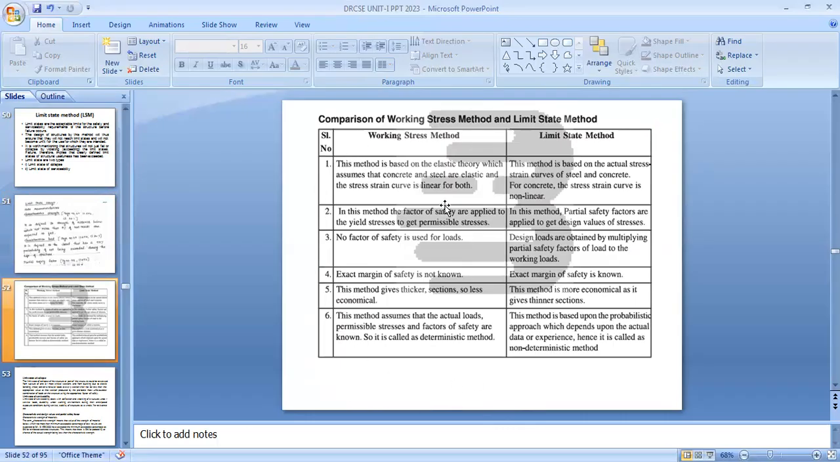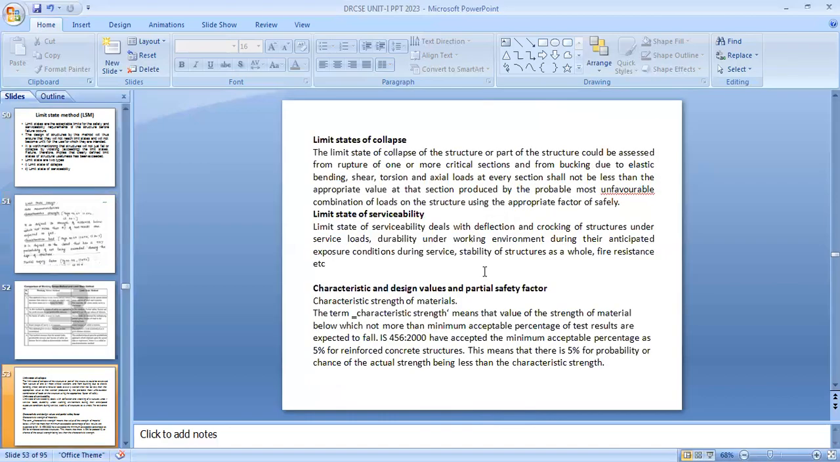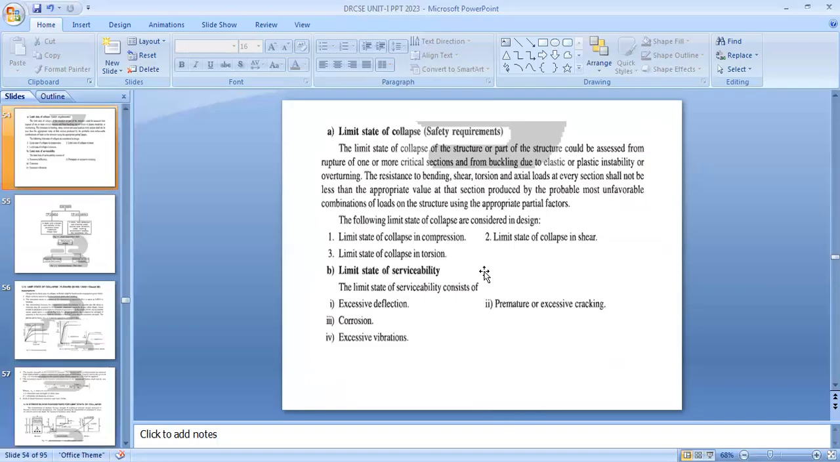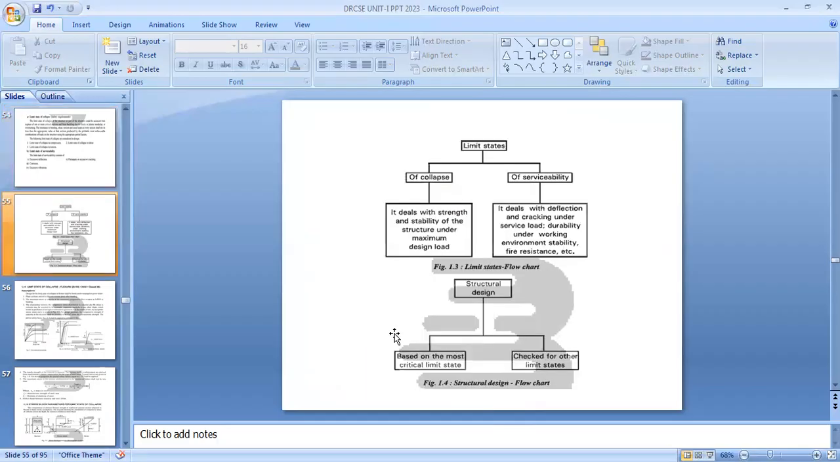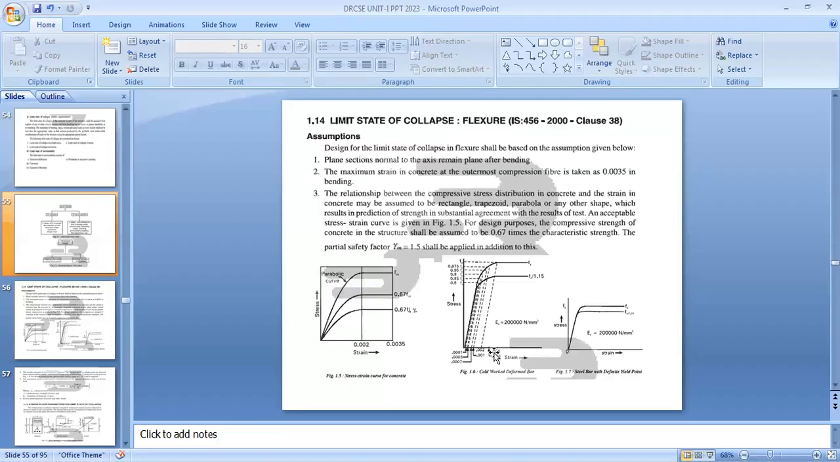And here you can see the difference between the working stress method and the limit state method. And then here you can see how the limit state is classified. Limit state is classified into two types, collapse and serviceability. If you take collapse, it concerns the strength and stability of the structure at the maximum design load. If you take serviceability, it deals with deflection and cracking under service load, durability under the working environment, stability, fire resistance, etc. So structural design is based on the most critical limit state and checked for the other limits. The assumptions for the limit state of collapse in flexure are given in IS 456, clause 38.